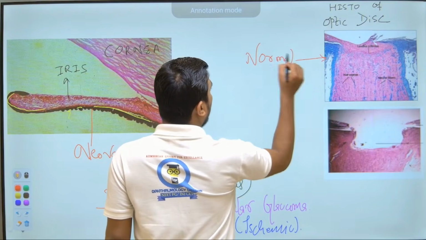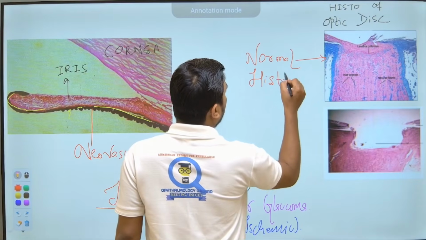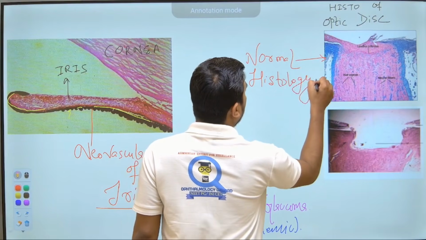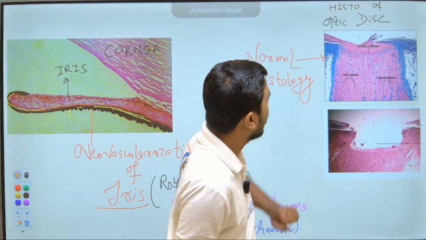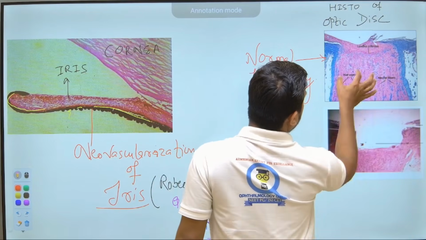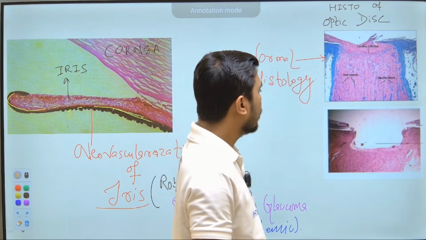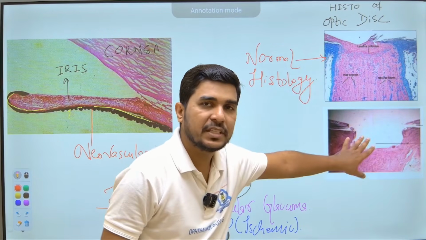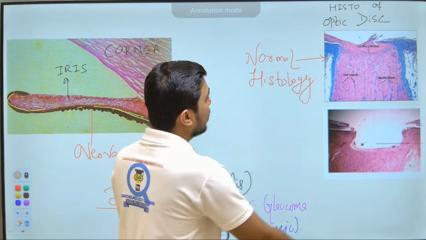This is a normal optic disc histology. This is the lamina cribrosa. These are the pial septa, and the neural fibers are there. But what about this? They will give you only this. They will tell you the histology of the optic disc looks like this. What happened to this area?